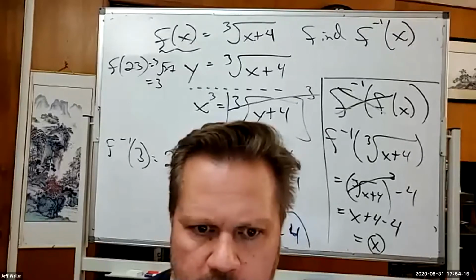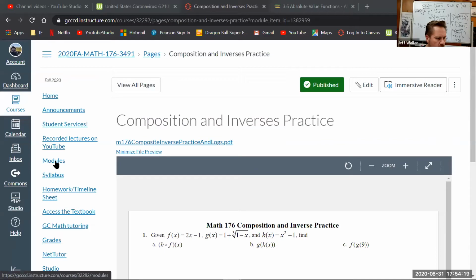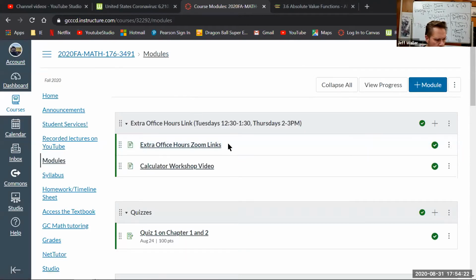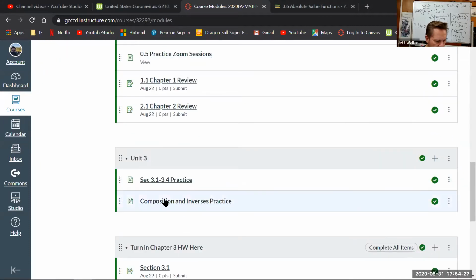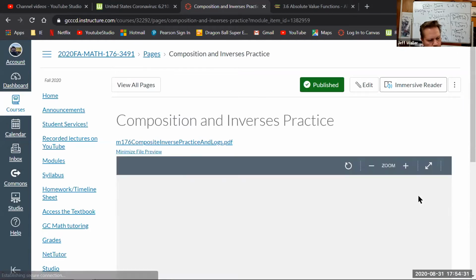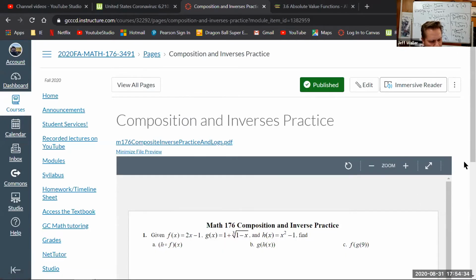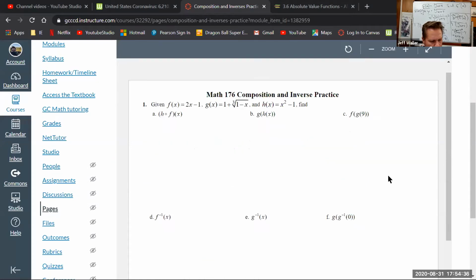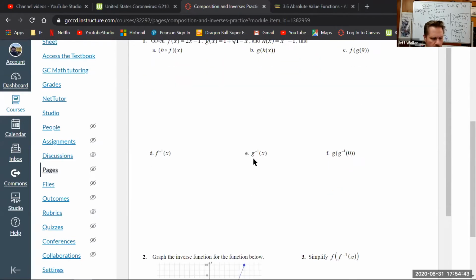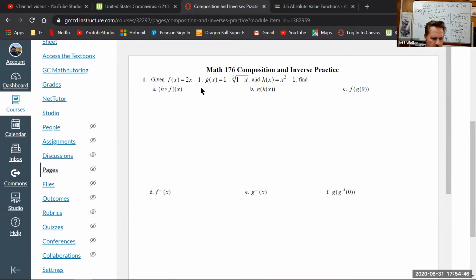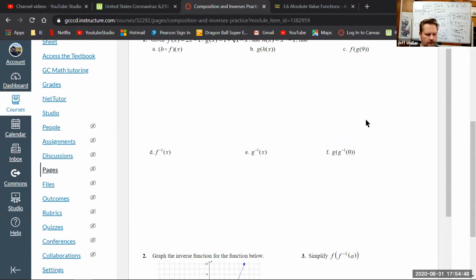So if you logged in after I talked about this, the handout, if you can, access Canvas, go to modules, and right after unit 0, there's the unit 3 module, and this is new. This one right here. I know it says logs on there, but I'm not putting logs on there yet. Don't worry. I just want you to do these. It's a combination of composition of functions and then inverse of functions. The first 3 are composition, the last 5 are inverse stuff.